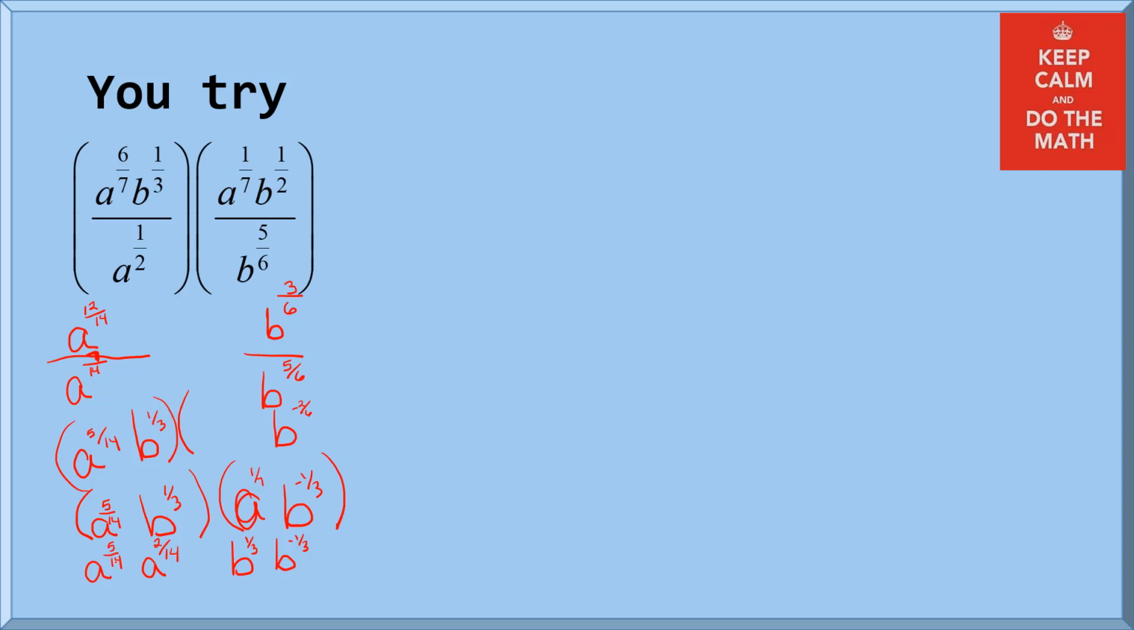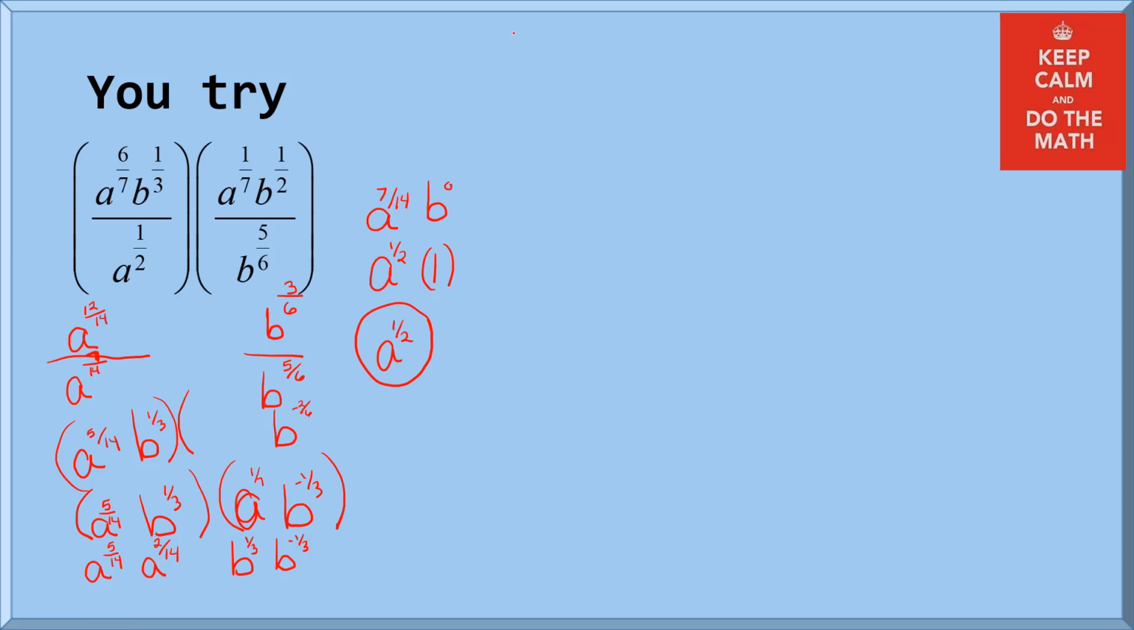So in our first case, we have 5/14 plus 2/14. So our final answer with a is going to be 7/14, which is going to come out to be 1/2. So we have a to the 1/2. And our b, 1/3 plus negative 1/3, is b to the 0. And b to the 0 is 1. So final answer, simply a to the 1/2 power.